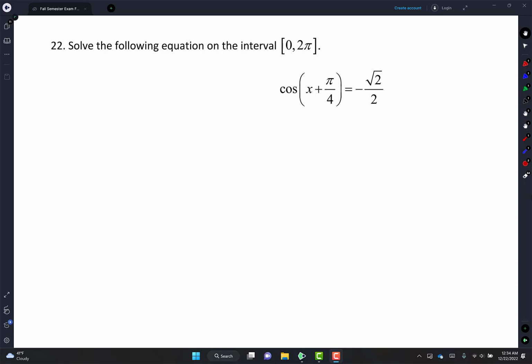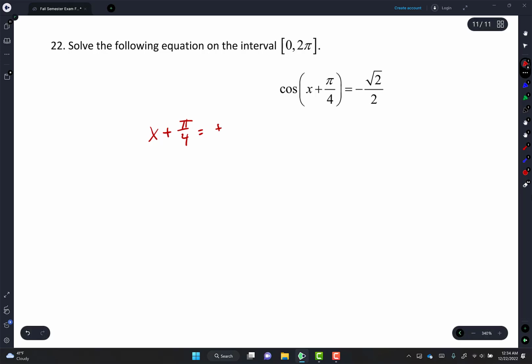So the first thing I would do, guys, is take the inverse of cosine. That's how you can get rid of that cosine here. So I'm going to have x + π/4 = ±, if you like, or you can just write arccosine of -√2/2 + 2πn. And it doesn't hurt if you want to write the plus minus, it's fine.